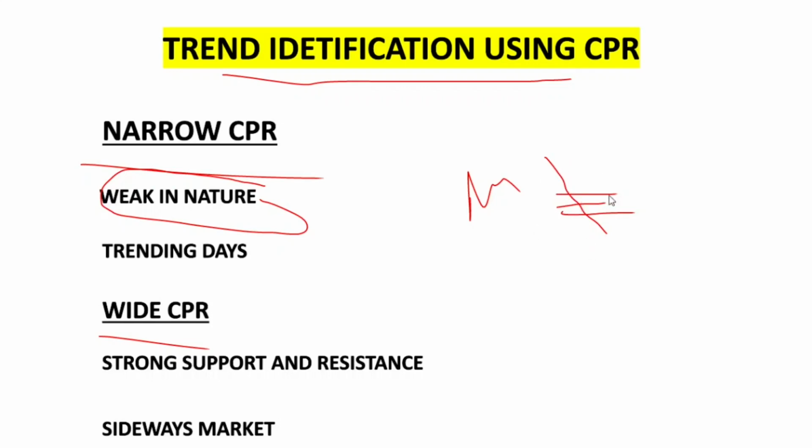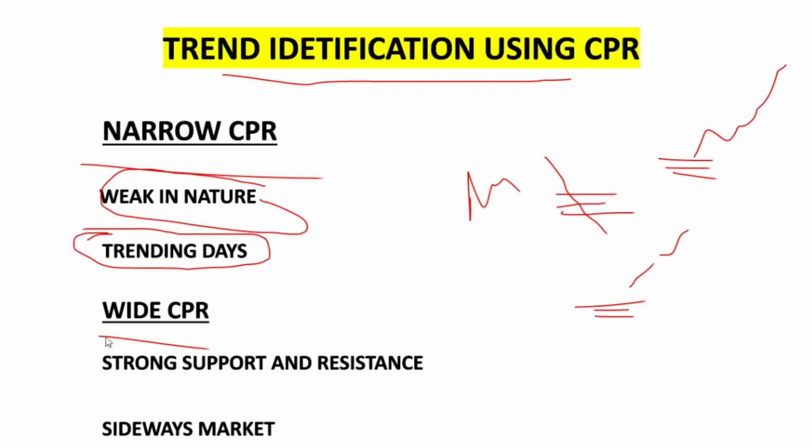Narrow CPR indicates trending days. Whenever you see a narrow CPR, you can understand the market will be a trending day today. So if you see a narrow CPR today, there is a good chance that the market will be in a trending direction. That means the market can move in one direction. This is the most important factor of narrow CPR. Narrow CPR gives identification for trending days.